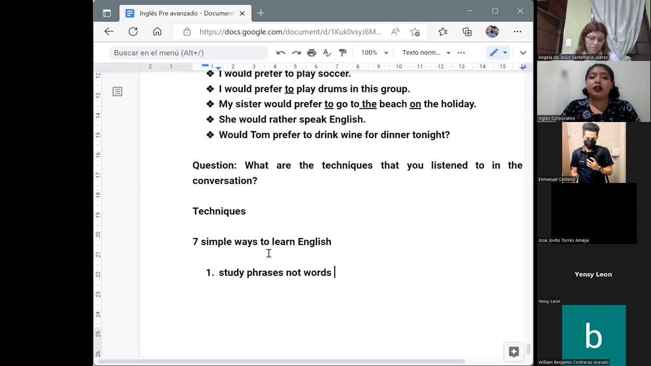But when we are learning or memorizing phrases, knowing what they mean in a context, in a real conversation, it's going to be better for us to understand and to create conversation with other people. So in that case, you need to study phrases, not just words.